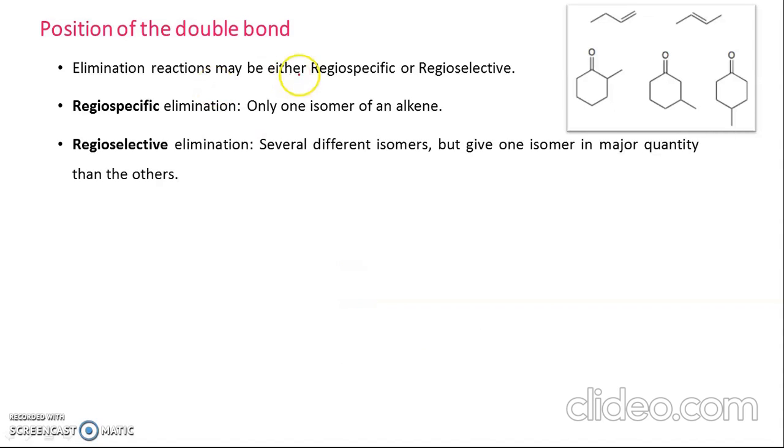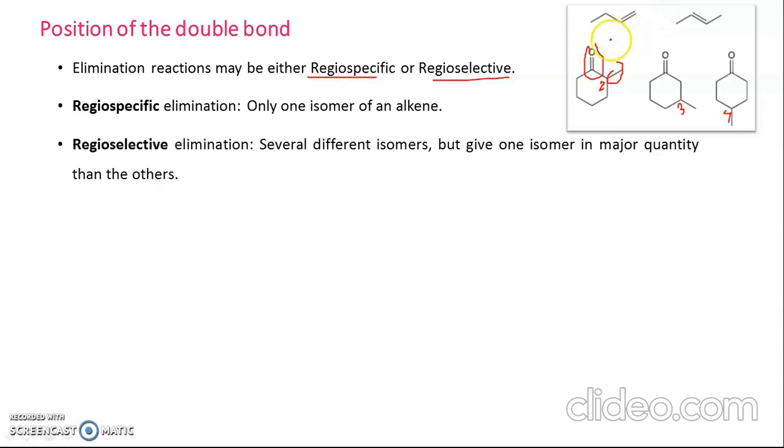So elimination reaction, it may be regiospecific or regioselective. So what is regioisomer? That is the same functional group if its position is different in a molecule. For example, if you look at these molecules, this carbonyl group, there is a methyl group also, fine. But the methyl group is changing its position. Here it is at 2 position with respect to carbonyl. Here it is at 3 position. Here it is at 4 position. So all these 3 molecules, they are regioisomer to each other.